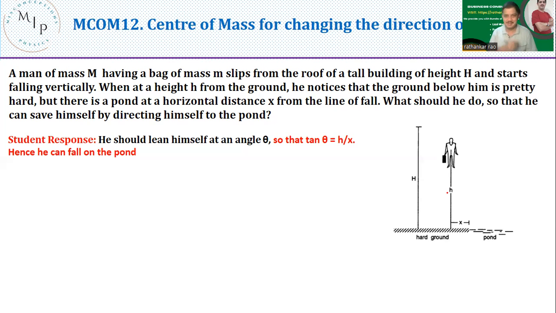I think he's a physicist. He wants to do some research on this. Yeah, maybe, okay, fine. So now what should he do so that he can save himself by directing himself to the pond? What should he do so that he can fall onto it?